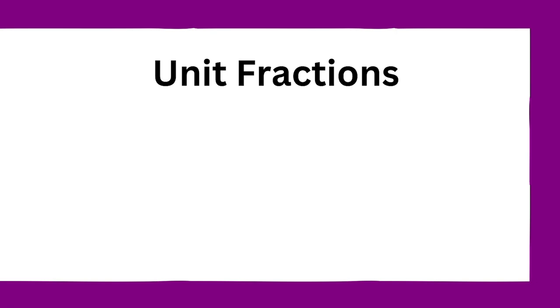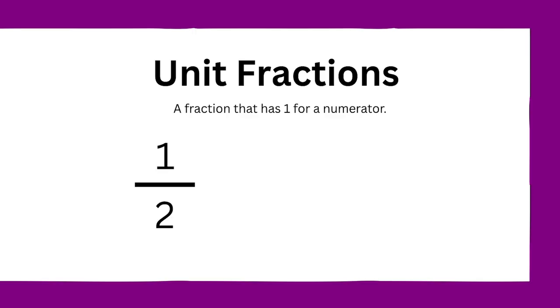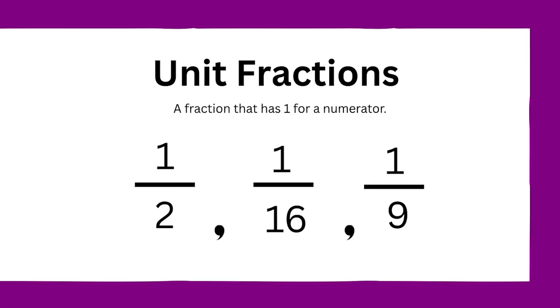Now, if I want to talk about unit fractions, these are essentially fractions that have 1 for their numerator. That's how I know it's a unit fraction. They have 1 on top. So I have 1 over 2, 1 over 16, and 1 over 9. These are all unit fractions because of that 1 on top.